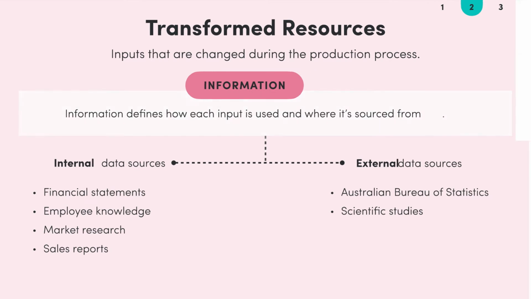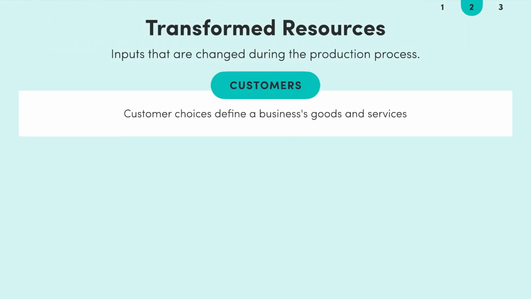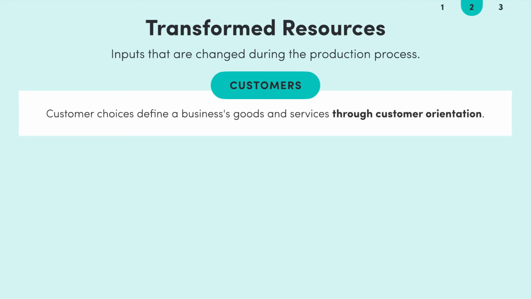And finally, we have customers. Customers shape all other inputs because their choices define the goods a business produces and the services they deliver. This is called customer orientation. But why are customers a transformed resource?